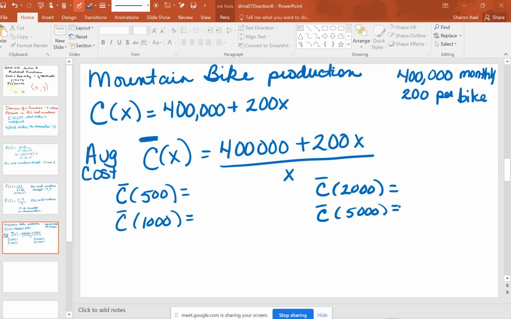And then let's say the average cost function for 5,000 bikes. So as you're doing this and you key it in on your calculator, you can do one of two ways. Either you can use a parenthesis when you type it in and put a parenthesis around the entire numerator and then divide it by when you see the division part. Or you can type in the whole top row, press enter, and then do divided by x.